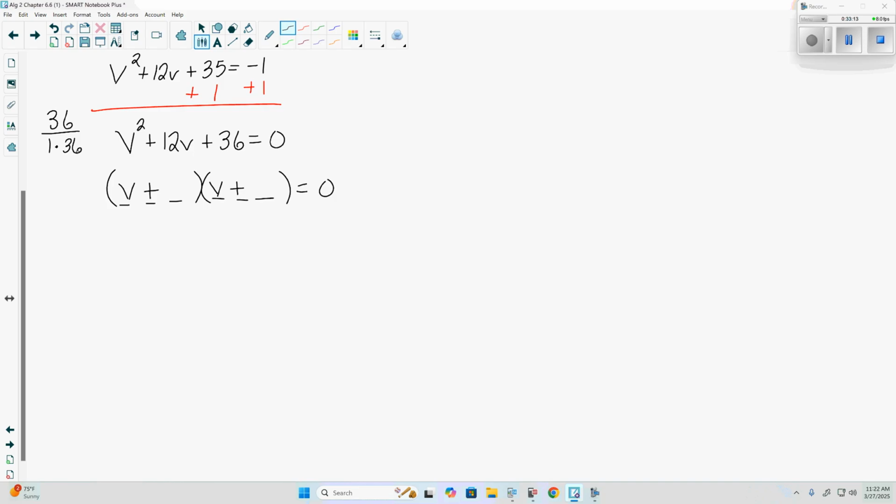Now factors of 36, we have 1 and 36, 2 and 18, 3 and 12, 4 and 9, 5 doesn't work, but 6 and 6. So we can do 6 and 6. And this here, if we did check it, it would work. Because v times 6 is going to be positive 6v. 6 times v is going to be another positive 6v. And 6v plus 6v does give us the positive 12v middle term that we wanted.